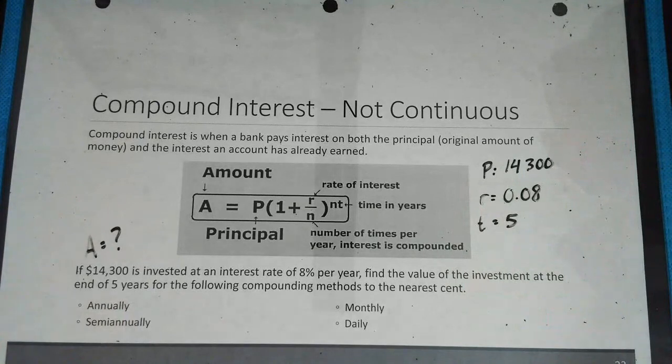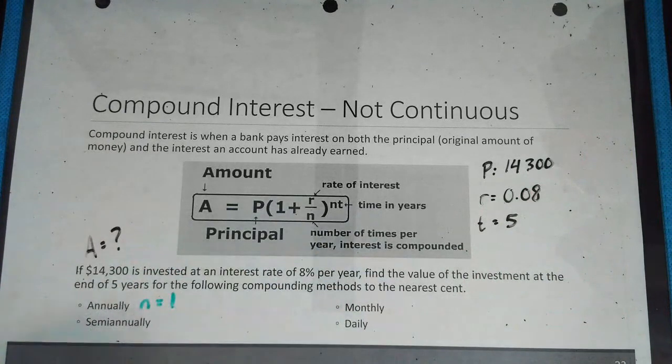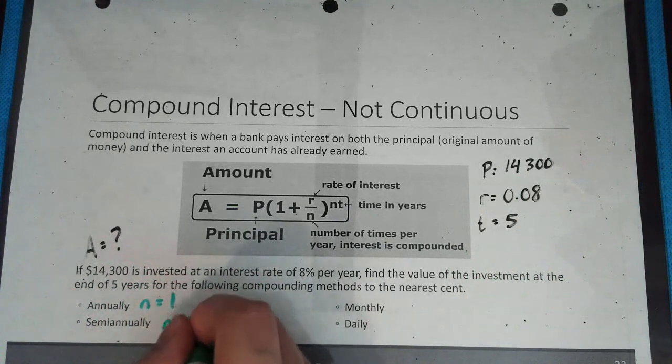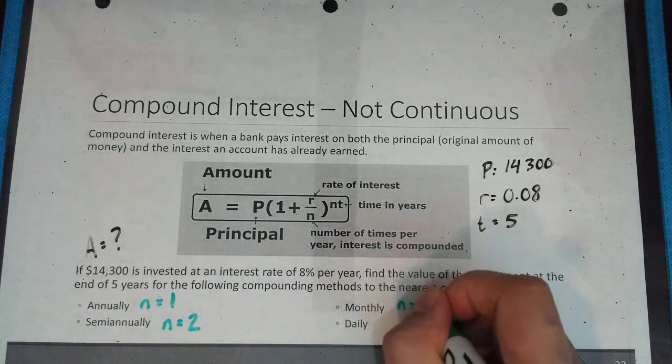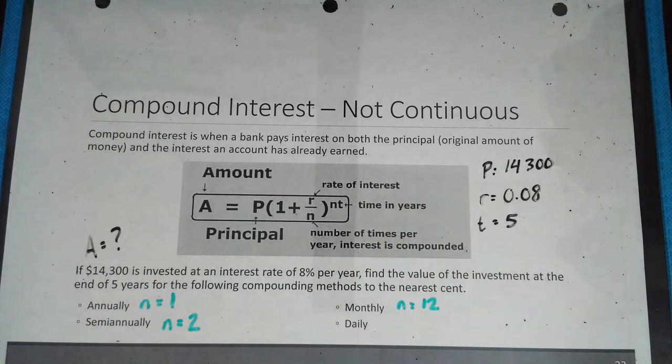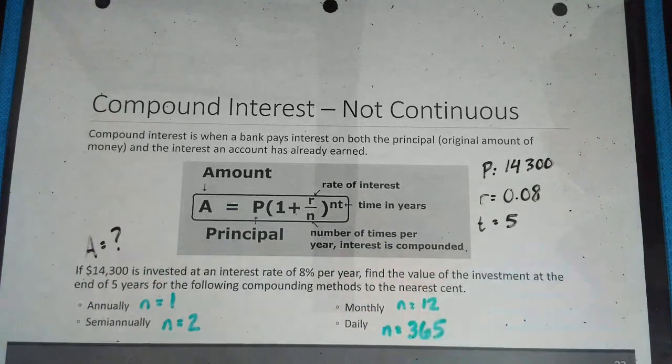Finally, we need our N value, the number of times we're compounding per year. And that's going to be different for each of these parts. If something's happening annually, it means it's happening once per year. So for annually, our N value is 1. Semi-annually means twice per year, so N is 2. Monthly, well, there are 12 months in a year, so we'll use N equals 12. And daily, there are 365 days in a normal year, so we're going to use N equals 365. We're going to set up all these equations the exact same way. We're just going to change our N value each time.